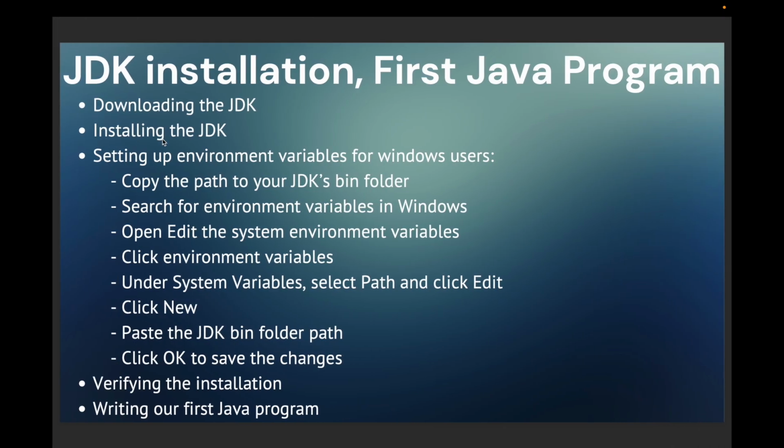For Windows users, one additional step may be required. Windows needs to know where the Java tools are installed. If the JDK's bin folder is not added to the system path, you will get an error such as "java is not recognized as an internal or external command." To configure the path, copy the path to your JDK's bin folder, search for environment variables in Windows, open Edit the system environment variables, click Environment Variables, under System variables select Path and click Edit, then click New, paste the JDK bin folder path, and click OK to save the changes.